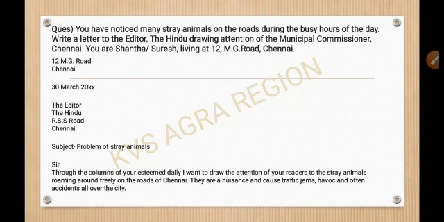Now the very first thing is the sender's address. Since it has been given in the question, we'll be using this address only. Otherwise, the students are supposed to write down examination hall. If the address is not given in the question, you may use the words examination hall. Then comes the date. I've used the British format, 30 March 20. You're supposed to mention the year.